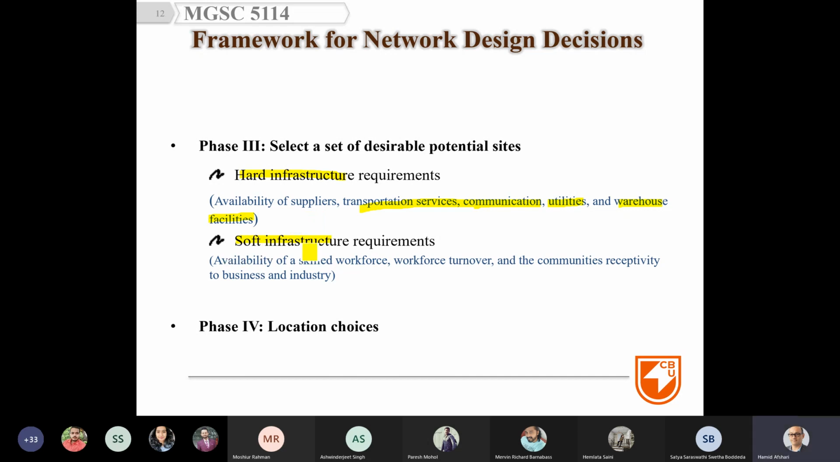On the other side, we have soft infrastructure requirements, such as what? Availability of a skilled workforce. For example, if you establish a factory in the North Pole, yes, you will receive some incentives, as I mentioned already. But do you have enough workforce there? No, probably not. Or if you want to take them there, it will be very costly. Workforce turnover: what does it mean? Is it good that you have a high workforce turnover or low turnover?